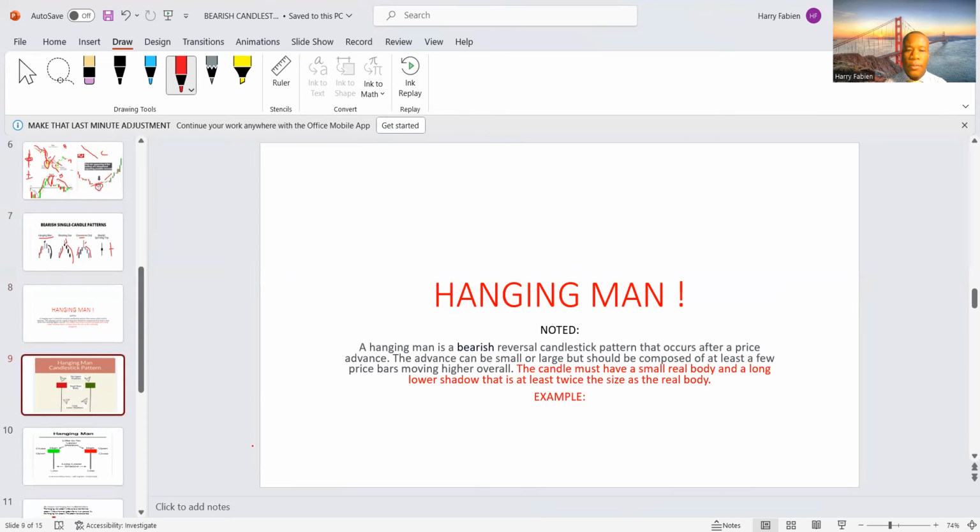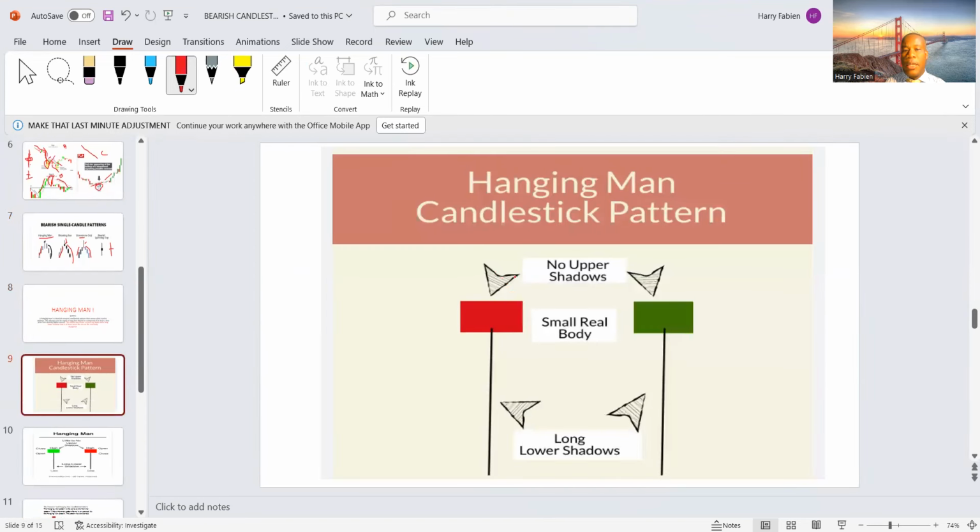I'm going to show you now what the hanging man is. This is the hanging man. It has no upper shadow, a small real body, and a long wick, or long lower shadow. So anytime you can identify that, that's a hanging man. If you identify it at the top after a certain time of going up, it means next time the price is going to go down. If you can identify this candle after the price has been going up, you identify this hanging man, meaning next time it's going to go down.